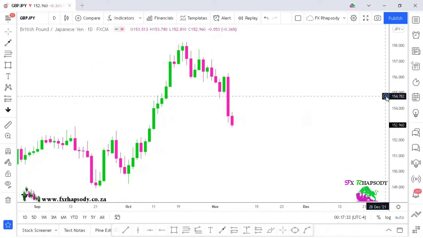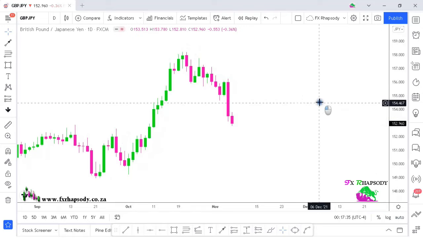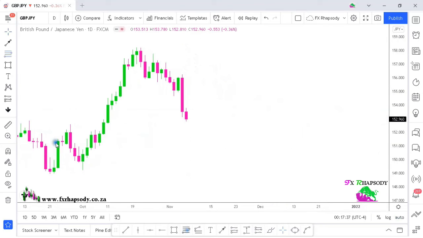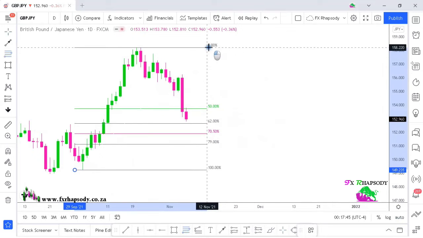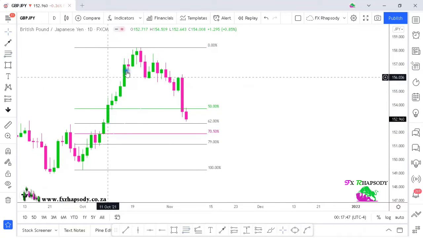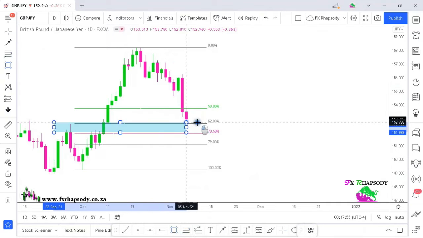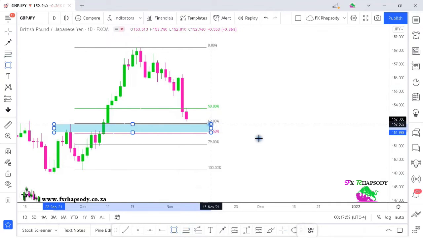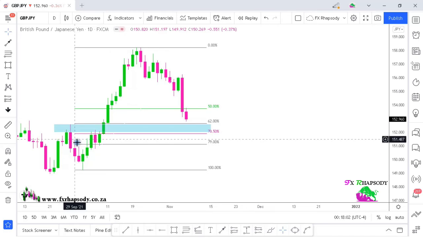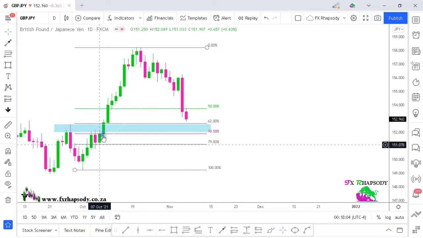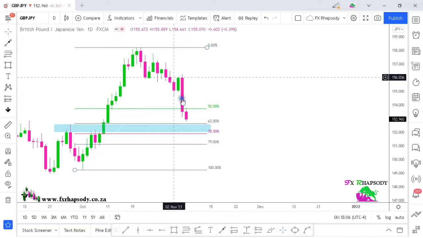Okay, let's do this, and again we can just pull in that Fibonacci. Now this Fibonacci I'm going to pull in from this swing low over here to that swing high over there. You can see price almost tapping that area of the 62%, and I'm just going to highlight this area here so you can see this was a nice key area of resistance before. So price resisting that area, coming out, resisting it again, and eventually breaking that area, coming back all the way to retest that area.